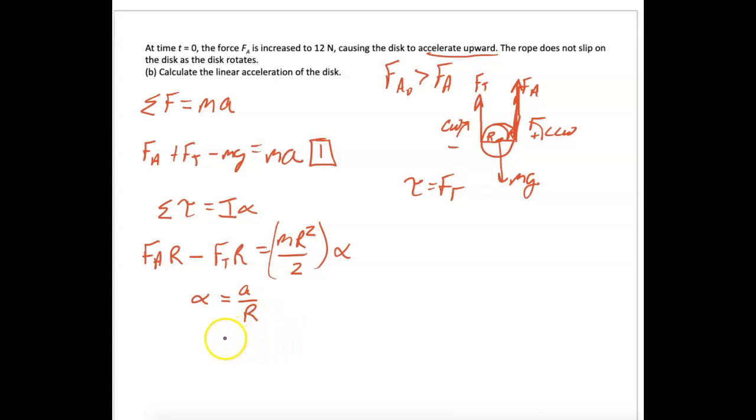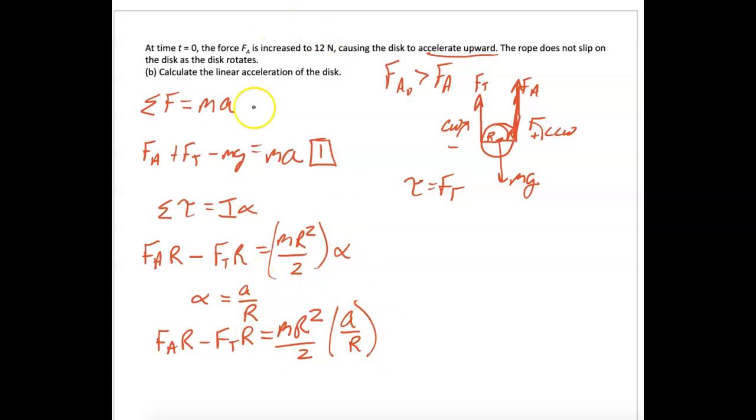And so let's get everything in a linear sense here, since we're trying to solve for linear acceleration. So now we can plug everything in. We're going to say FAR minus FTR is equal to mr squared over 2, and we're going to multiply that times alpha, but in a linear sense. So that is A over R.